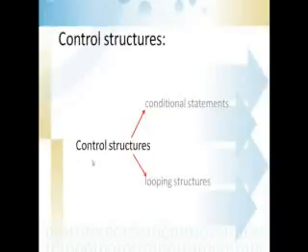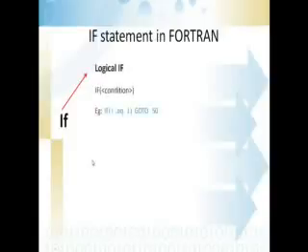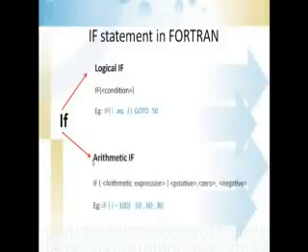There are two types of control structures in Fortran: conditional statements and looping structures. If is the major conditional structure of Fortran. There are two types of if statement: logical if and arithmetic if. These are designed for two different purposes.